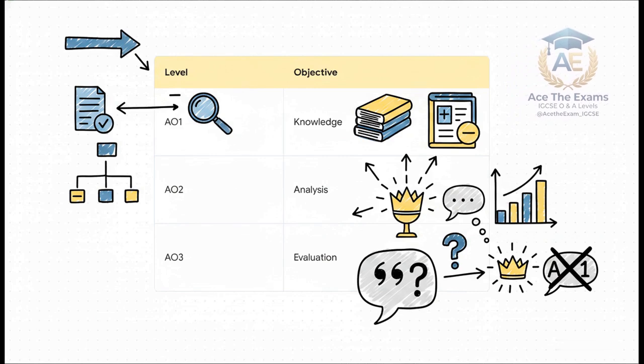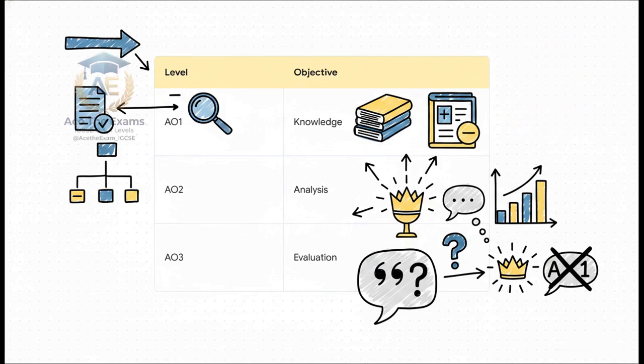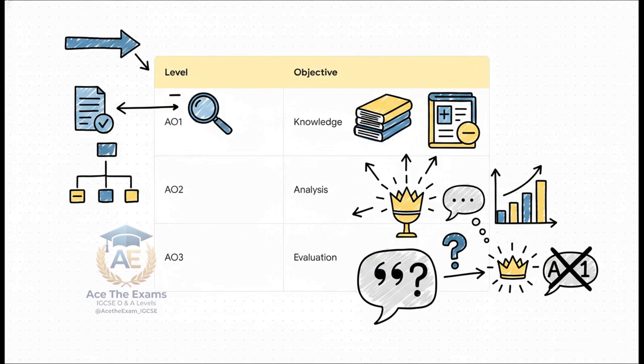But the top tier, the absolute holy grail for A-star students, is AO3, evaluation. Successful candidates show competence across all three, but AO3 requires you to question assumptions, to justify your decisions with hard evidence, and to evaluate the ripple effect of these errors on the company's profitability or liquidity. When a command word says to what extent or evaluate, they aren't asking for a list. They are explicitly demanding AO3.